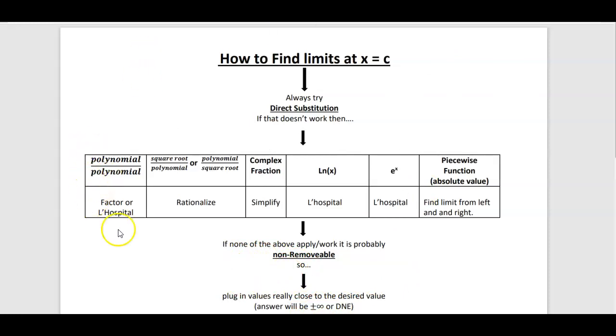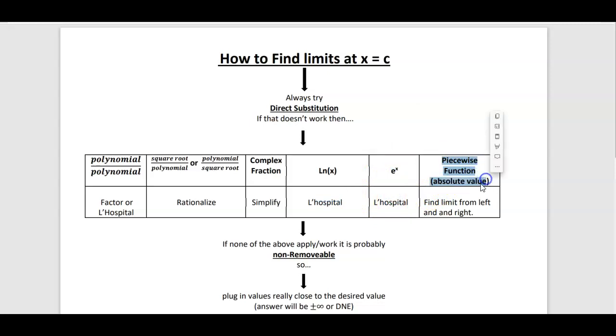As you can see, the strategies are broken up based on the type of function you're dealing with. If you have a rational function, a polynomial over a polynomial, probably L'Hopital is going to be the best method to go with. If you have any kind of square roots involved in a fraction situation, we're going to do a process called rationalizing. If you have a complex fraction, that means a fraction inside of a fraction, you'll probably just simplify it. If you have ln, more than likely it's a L'Hopital problem. If it's an e function, L'Hopital.